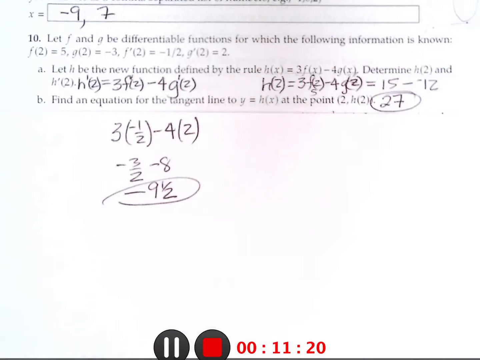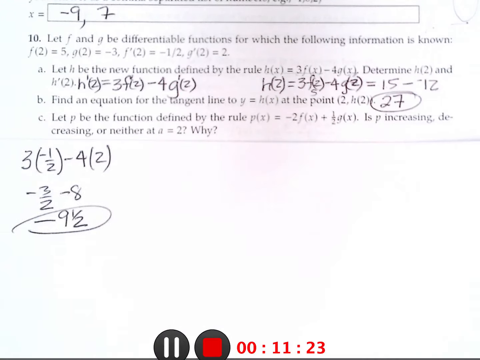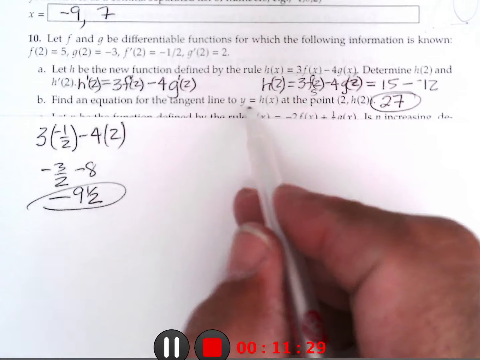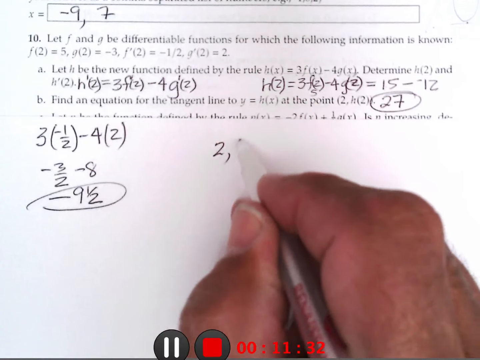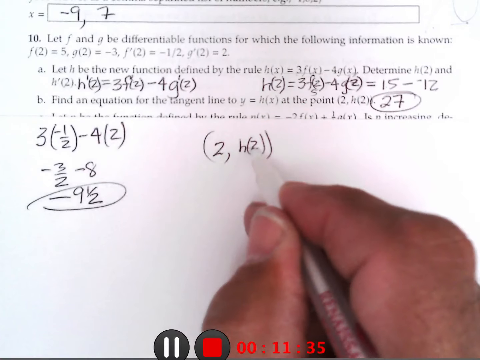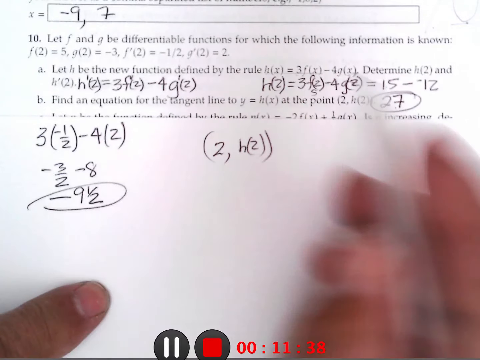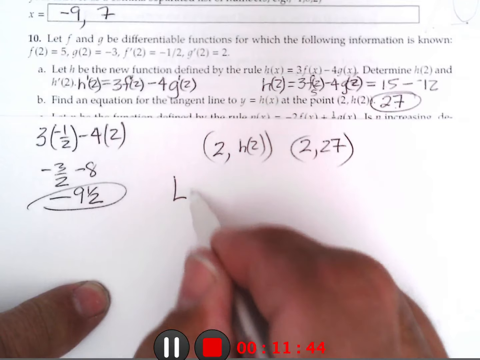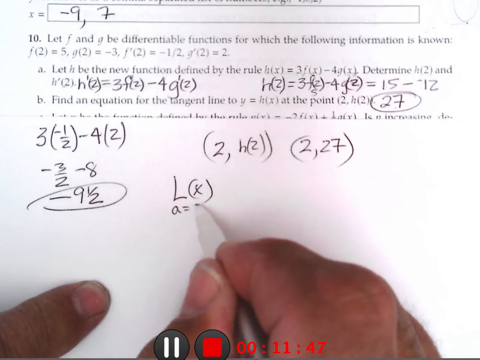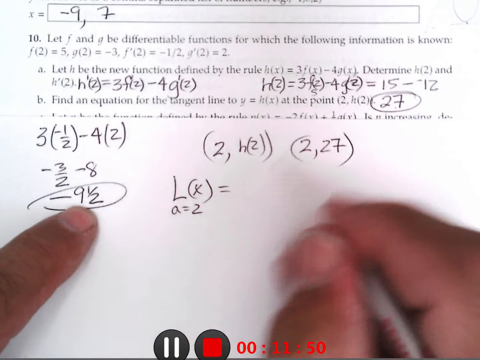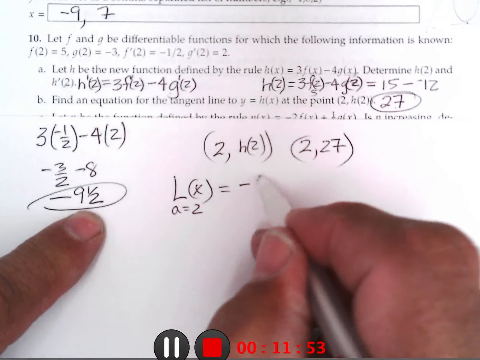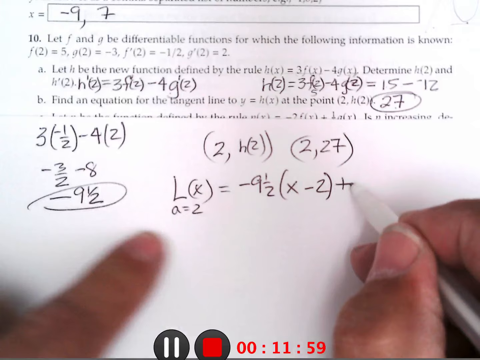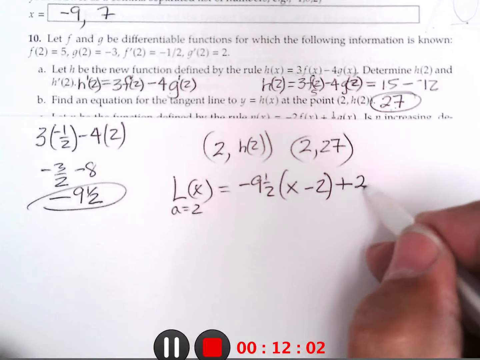Okay, so keeping that there, moving to B, find the equation of the tangent line at 2, h of 2. We just figured out h of 2 was 27, so we're doing it at 2, 27, and the tangent line at a equal 2 is f prime, which we just figured out was negative 9/2, x minus 2 plus f of 2, which is 27. So there's the equation of the tangent line.